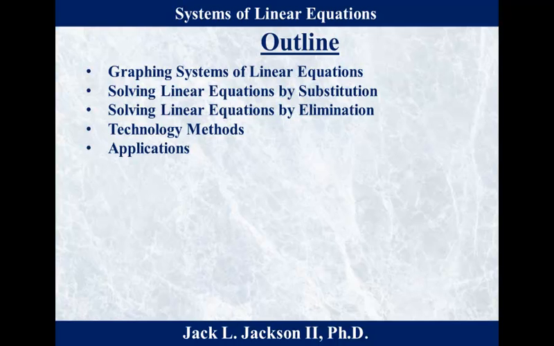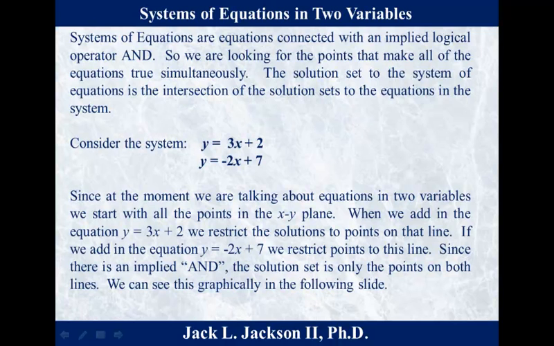We're also going to learn some technology methods using a TI-84 and Graphmatica, where we find the intersection of graphs. And we're going to look at a couple of applications of this. So systems of equations are equations that are connected with an implied logical operator AND. So we're looking for points that make all of the equations true simultaneously. For this reason, sometimes they're called simultaneous systems of equations, or systems of simultaneous equations.